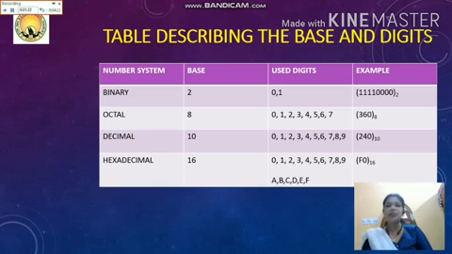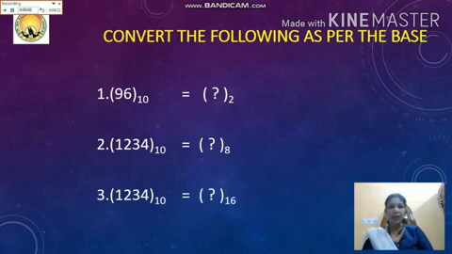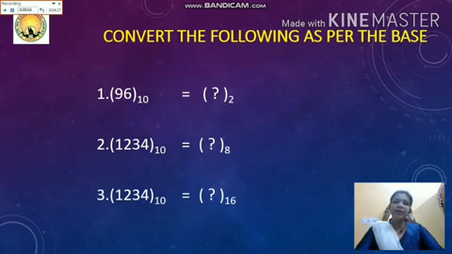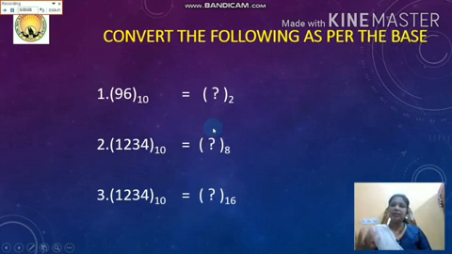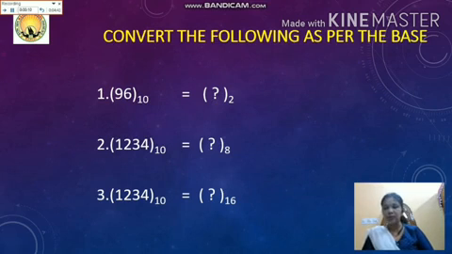Now let's start with the conversion part. In the second segment I'm going to tell you how to convert decimal numbers to all these 4 types of number systems. Next, I have given some questions which you will do after I complete showing how to convert these numbers. This is the first question. Here the base is 10. So which number system is it? Decimal.